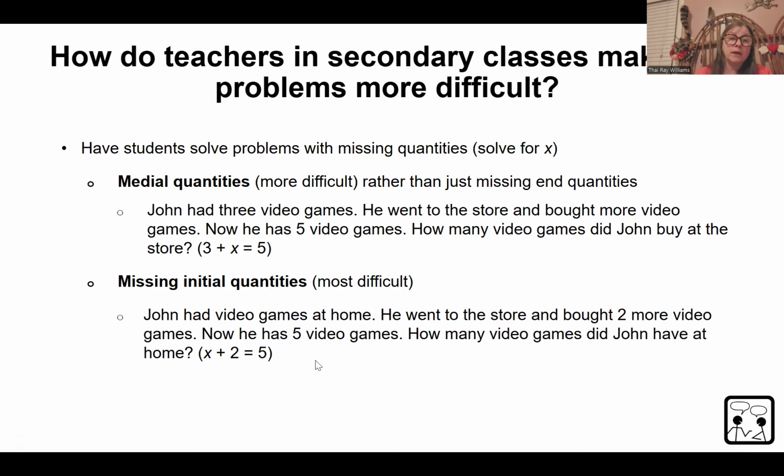Another way you could make it more difficult is having it be missing the initial quantity. And this is the most difficult when you think about teaching it, because we're teaching algebra. So John had video games at home. That is our X. We don't know how many he started with. He went to the store and bought 2 more video games. Now he has 5 video games. How many video games did John have at home? And your equation would be X plus 2 equals 5.